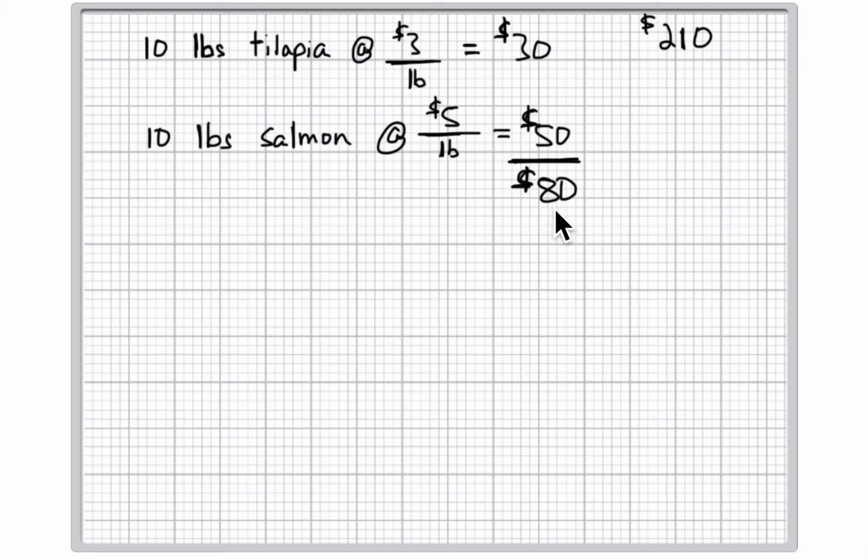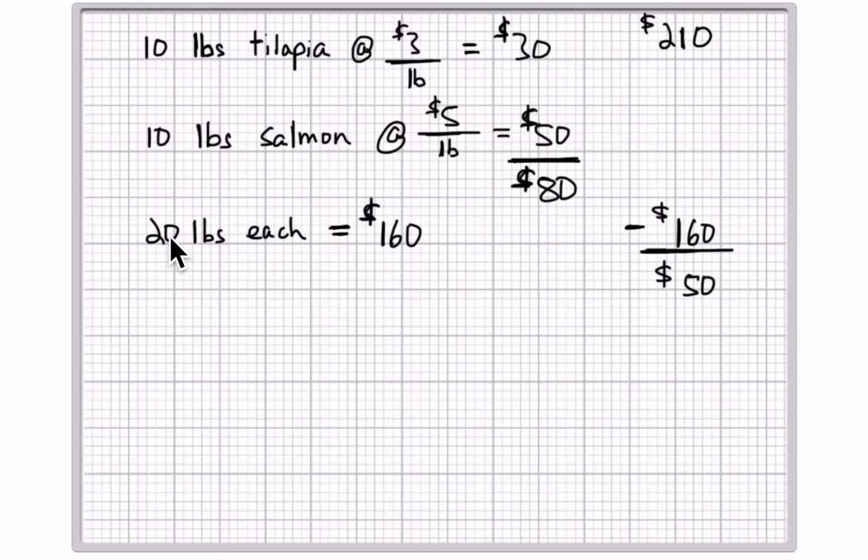I've spent $80 out of $210, and I realize, oh, well, gee, I can do that again. That's going to get me to $160. So from 210, I'm still not spending my $210. So I do that again. So now I have bought a total of 20 pounds of each fish, and that's going to cost me $160, because 20 pounds at $3 per pound is $60. 20 pounds at $5 per pound is $100. I'm going to spend $160. I still have $50 left.